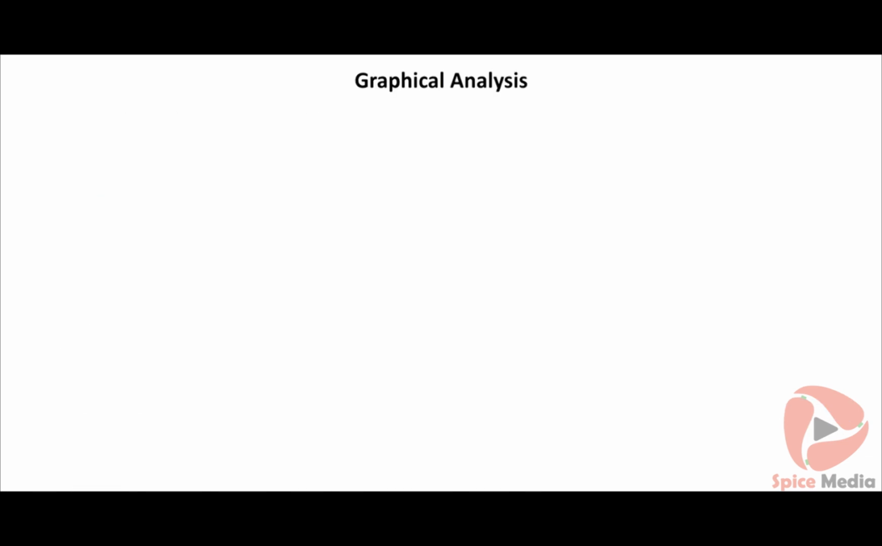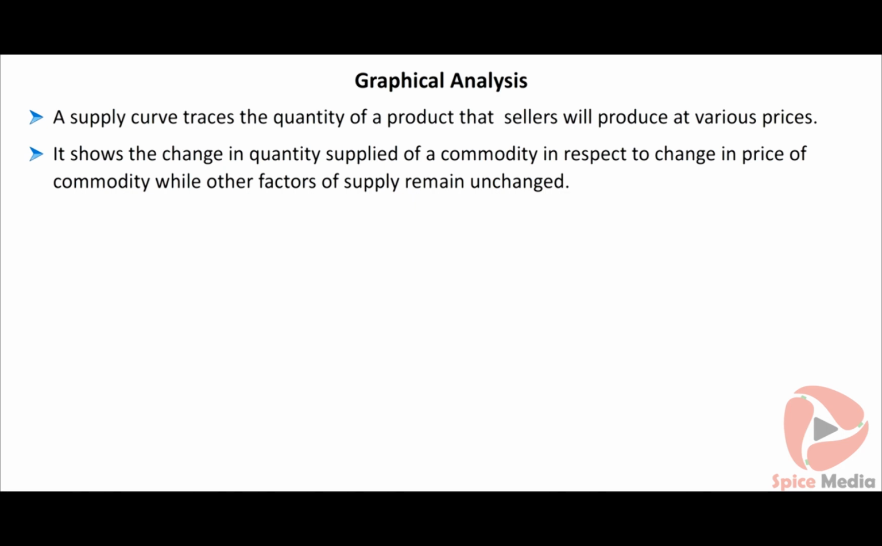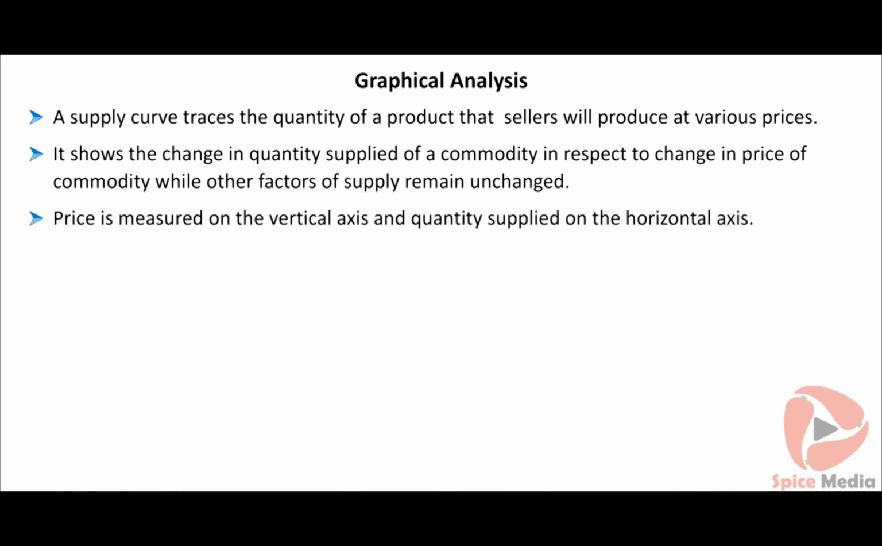Graphical analysis of supply. A supply curve traces the quantity of a product that sellers will produce at various prices. As the price falls, so does the number of units supplied. It shows how the quantity supplied of some product during a specified period of time will change as the price of that product changes, holding all other determining factors of the quantities supplied unchanged. Price is measured on the vertical axis and quantity supplied on the horizontal axis.